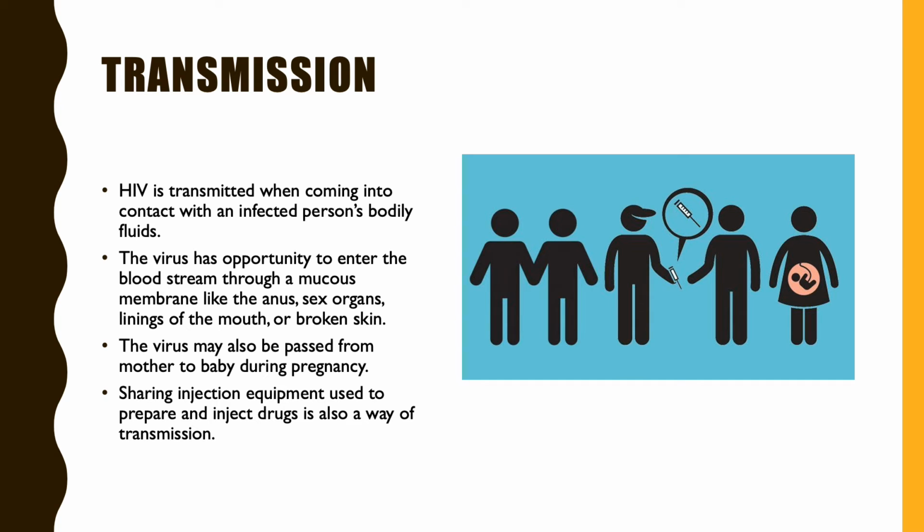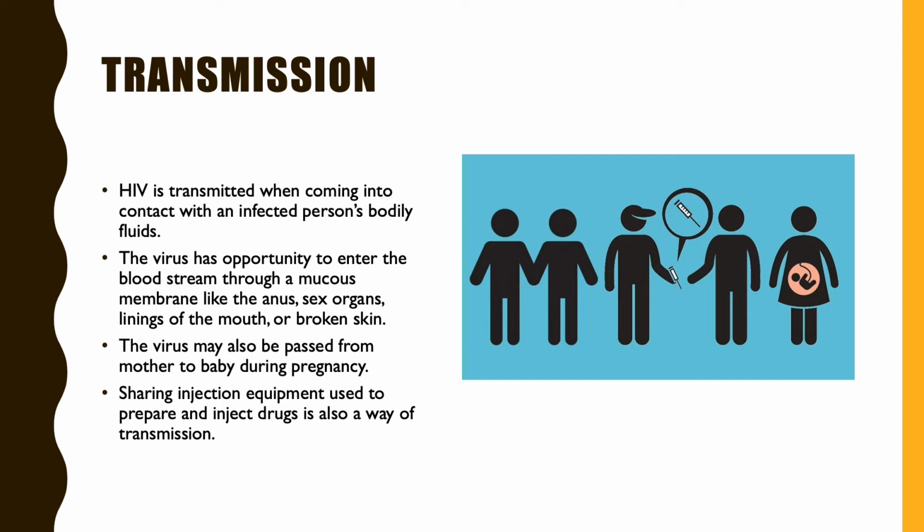Now we will move on to transmission. So HIV is transmitted when coming into contact with an infected person's bodily fluids. These bodily fluids can include blood, semen, vaginal fluid, breast milk, and fluids from the anus. The virus has opportunity to enter the bloodstream through a mucous membrane like the anus, sex organs, linings of the mouth, or broken skin anywhere in the body.